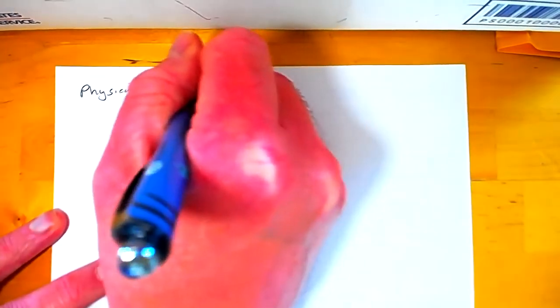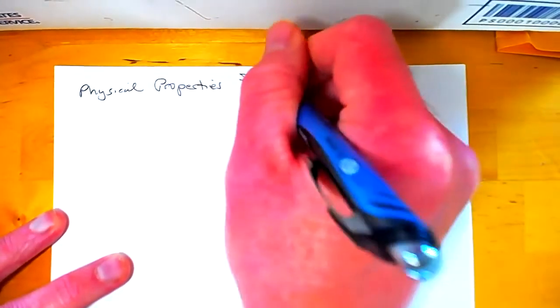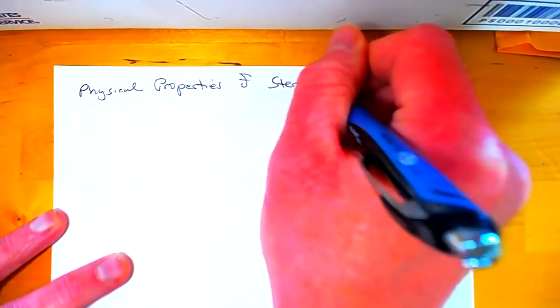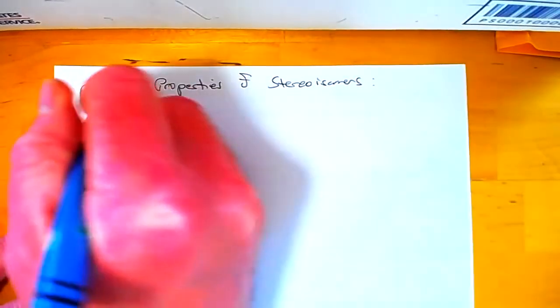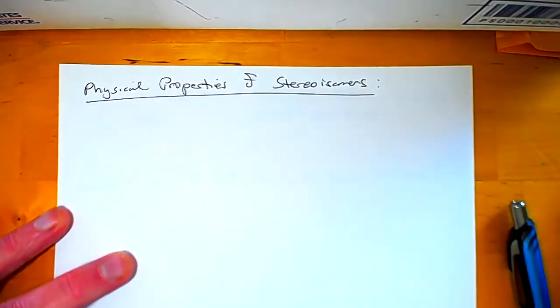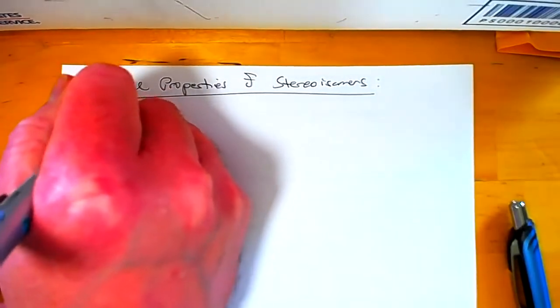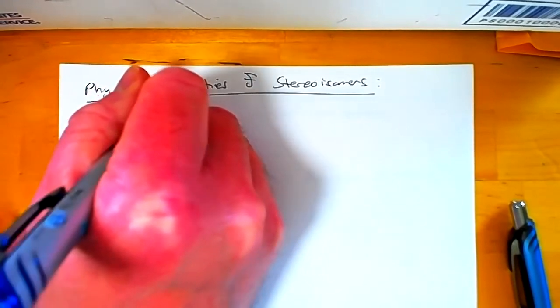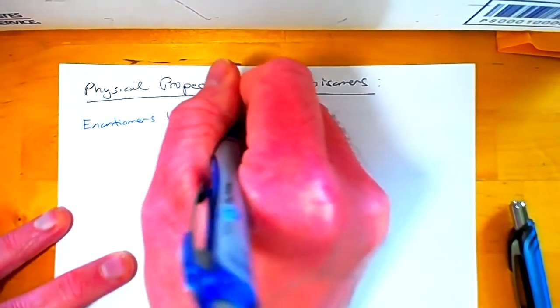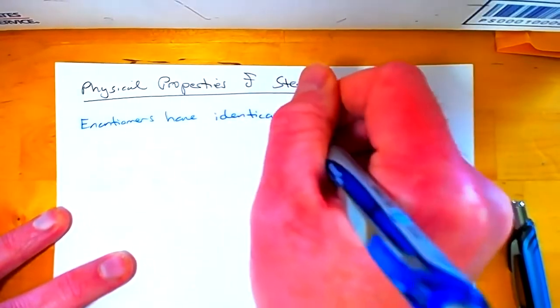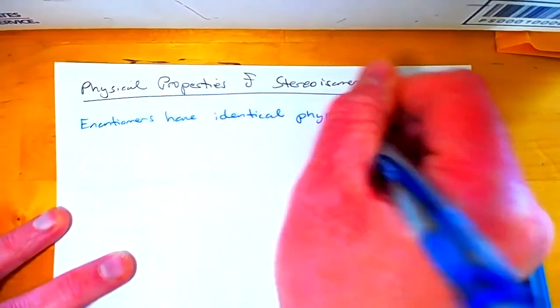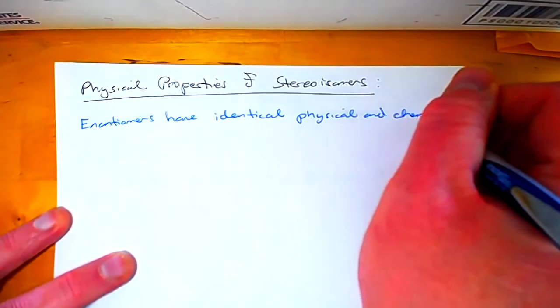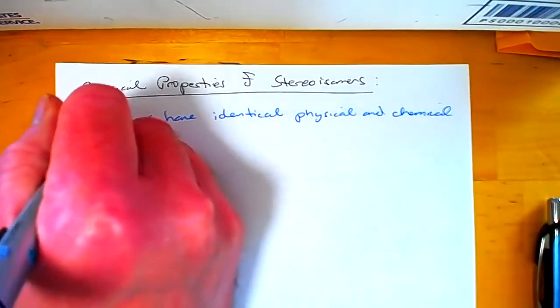Okay, now we're going to get into talking about physical properties of stereoisomers. This is pretty wild stuff. So let me start off by saying that enantiomers have identical physical and chemical properties.